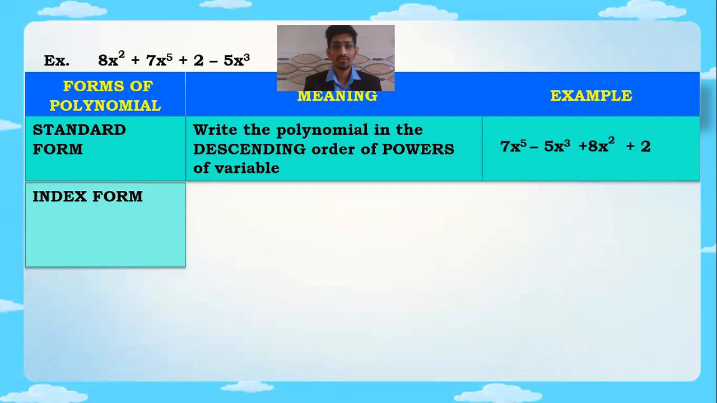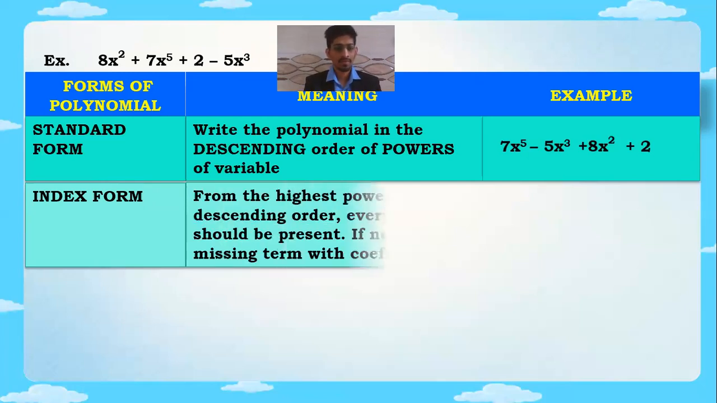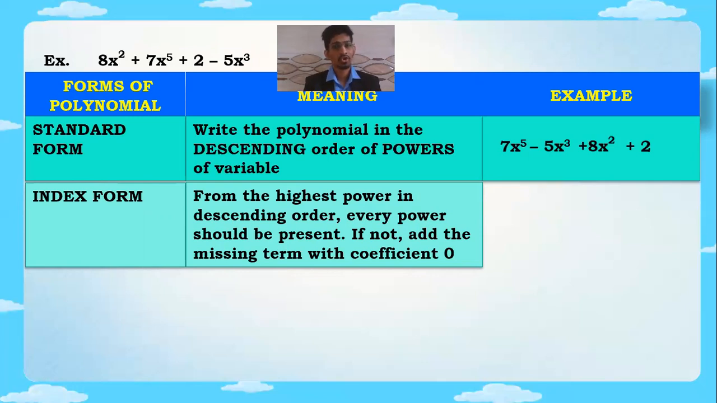Now students, this one is very important. Please understand properly. Index form means from the highest power in descending order, every power should be present. If not, add the missing term with the coefficient 0. That means index form is same like the standard form only. There is only one additional change, one special change that we need to understand. And that one is nothing but, let's understand.